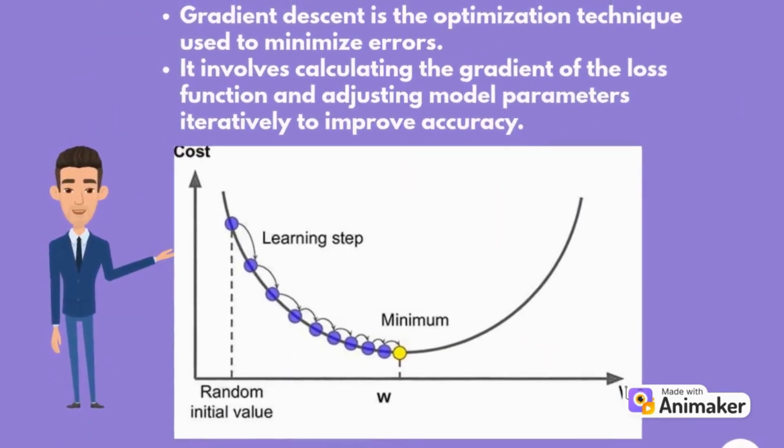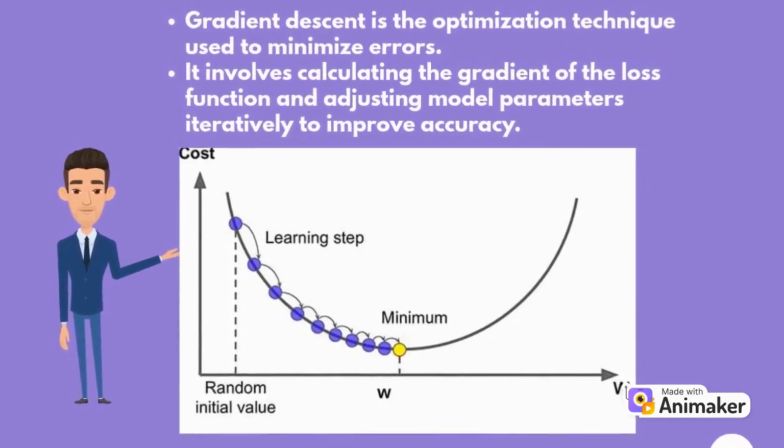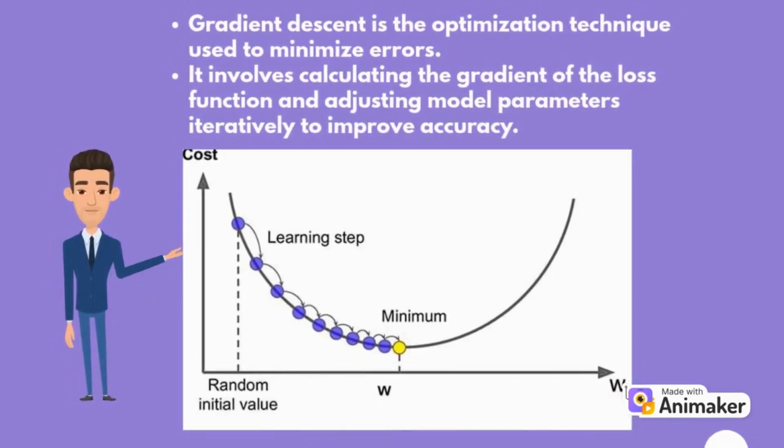AI leverages linear algebra and probability. Linear algebra handles large datasets through vectors and matrices, while probability helps quantify uncertainty in predictions.